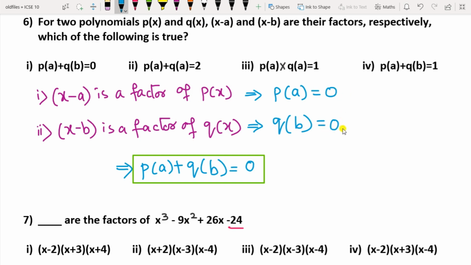Now from these equations 1 and 2, we can write it as p(a) plus q(b) equal to 0. So option 1 here is the correct option. You cannot write p(a) plus q(a) because it is q(b), and it is not equal to 2. You cannot write p(a) into q(a), and p(a) plus q(b) is not equal to 1. So option 1, that is p(a) plus q(b) equal to 0, is the correct option.